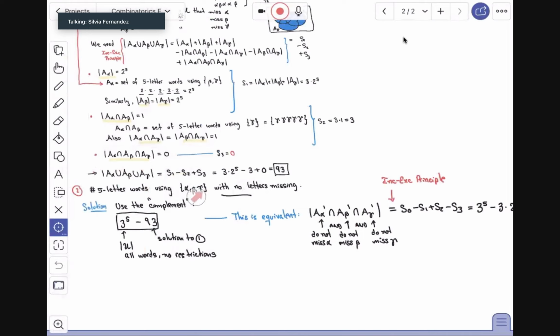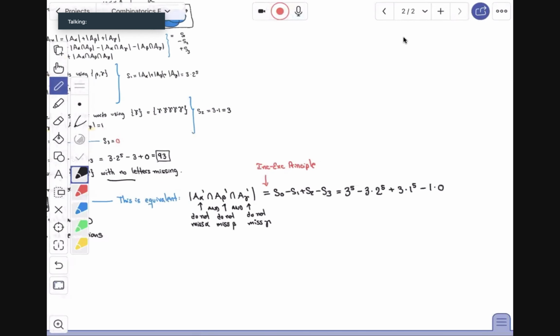So that's very easy to count with no restrictions. That's just 3 to the fifth. And if I'm not allowed to use one of them, it's just going to be 2 to the fifth. If I'm not allowed to use two of them, it's just 1 to the fifth. And if I'm not allowed to use any of them, that's 0. And that actually corresponds to the S0, S1, S2, and S3. Okay. Questions?